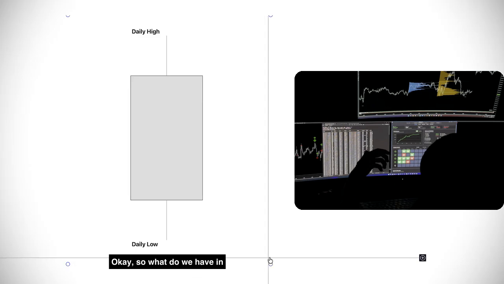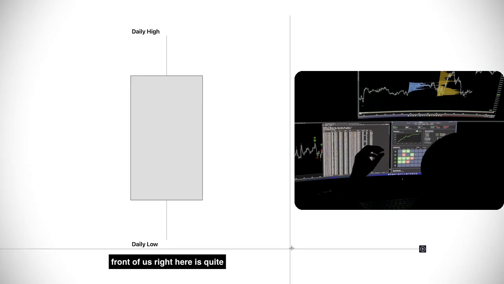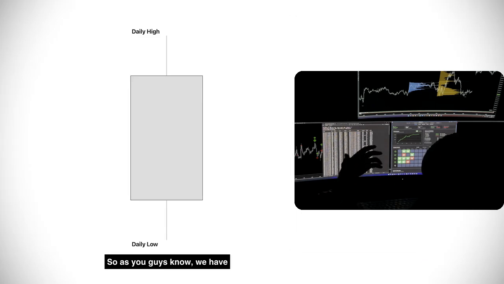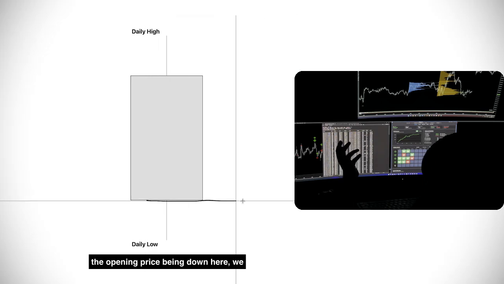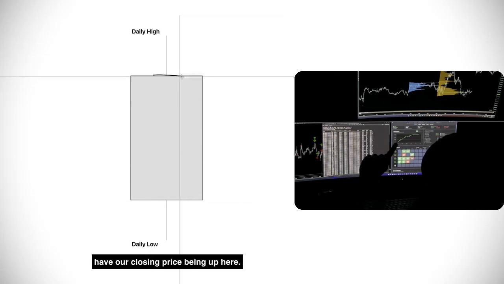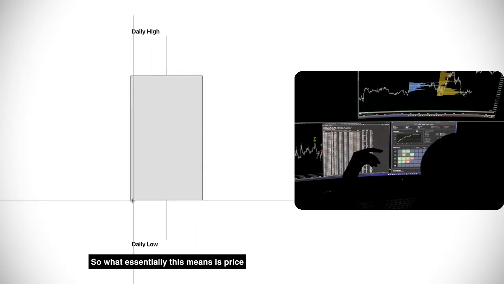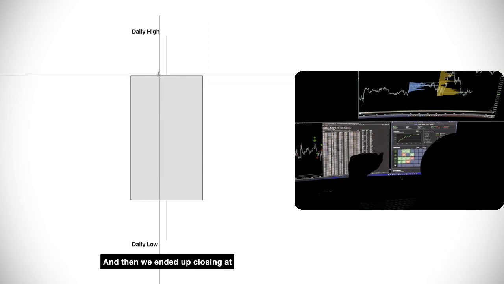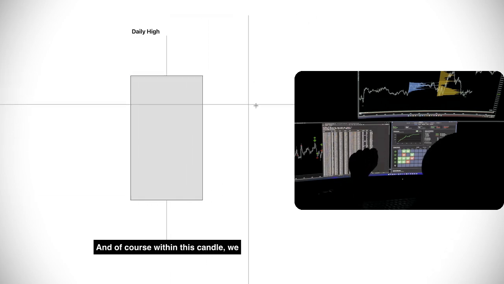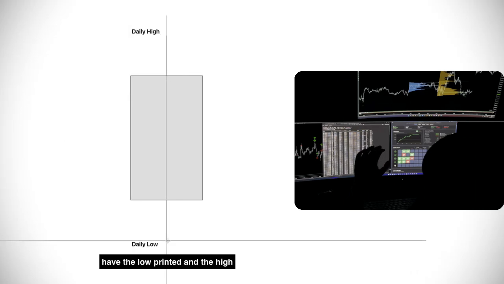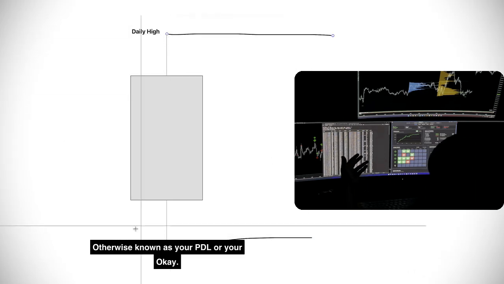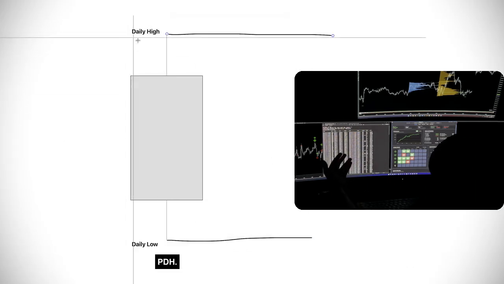Okay, so what we have in front of us right here is quite simply just a bullish candle. As you guys know, we have the opening price being down here. We have our closing price being up here. So essentially this means price opened up here, and then we ended up closing at this price. And of course, within this candle, we have the low printed and the high printed, okay? Otherwise known as your PDL or your PDH.